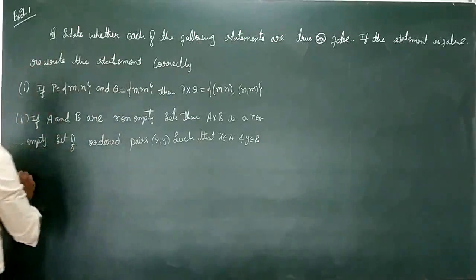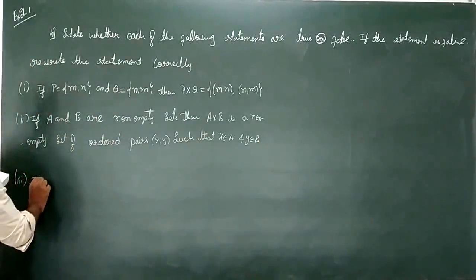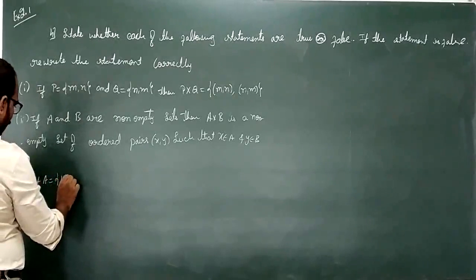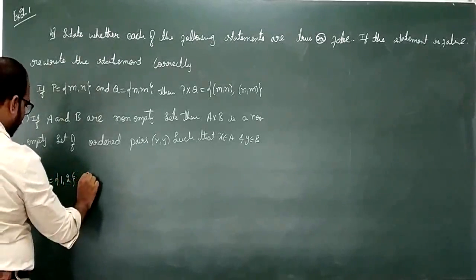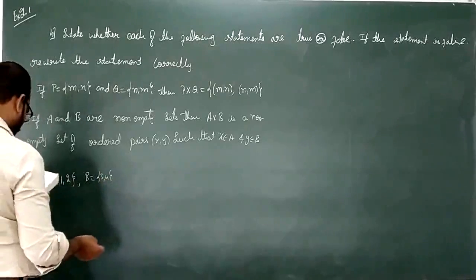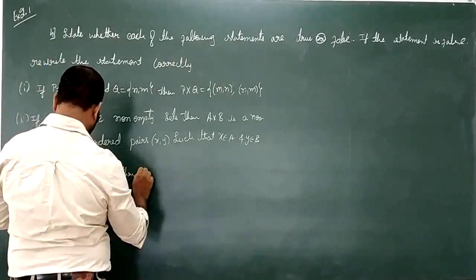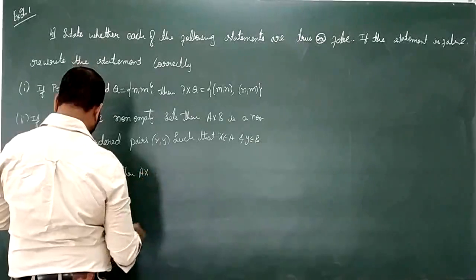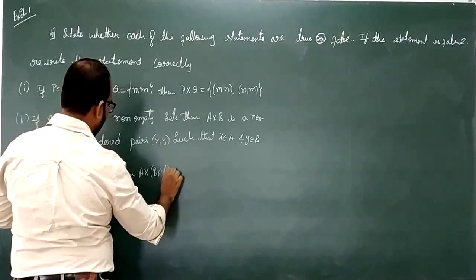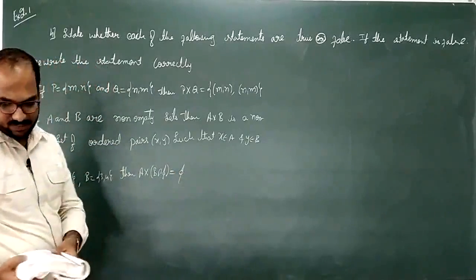and y belongs to B. Third sub question: if set A is equal to {1, 2} and set B is equal to {3, 4}, then the Cartesian product of A and B intersection null is equal to null. Write down the solution.